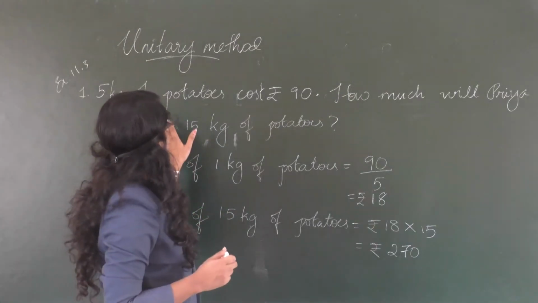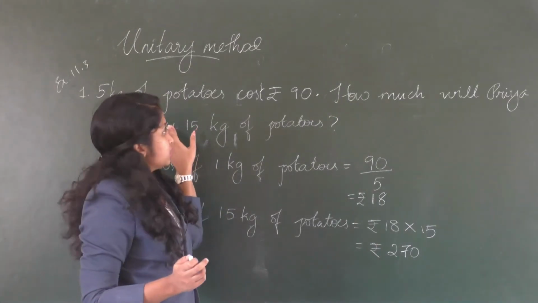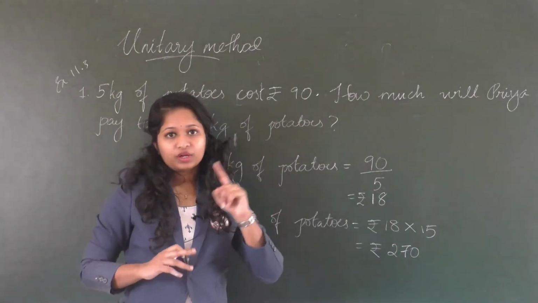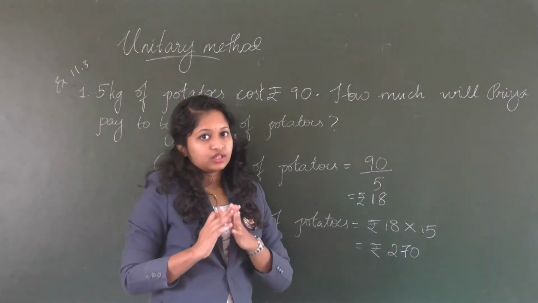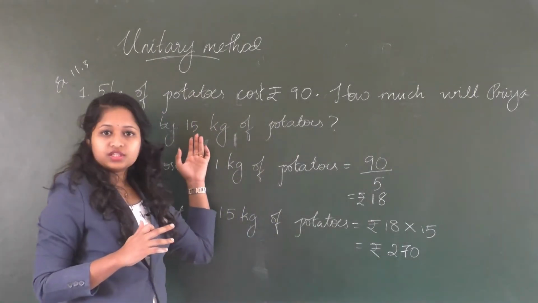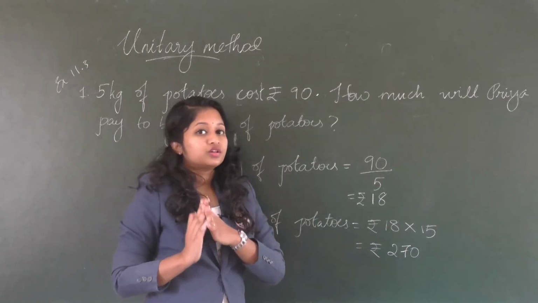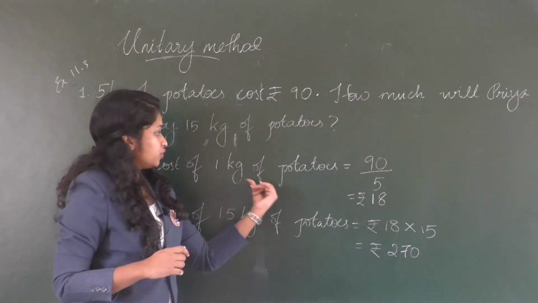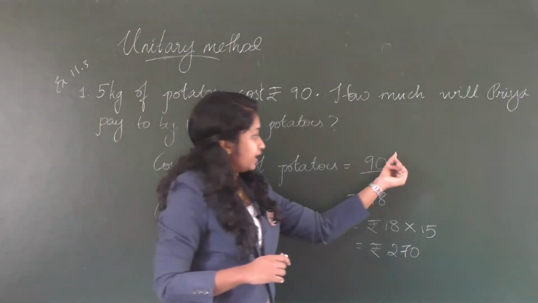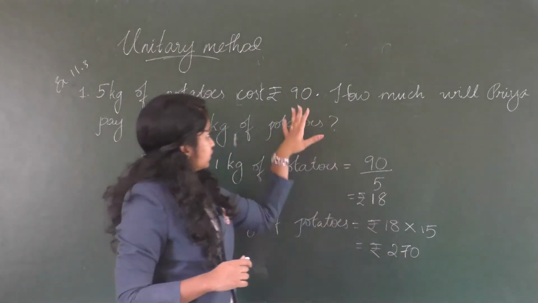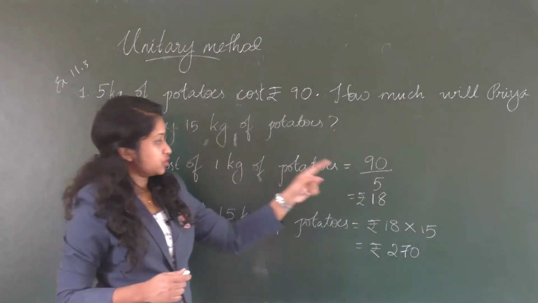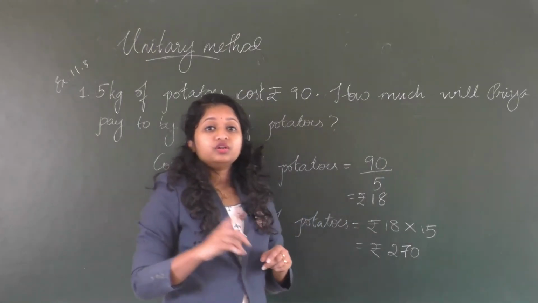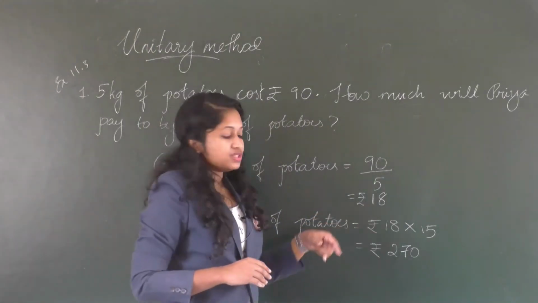Okay. So the cost of 5 kg is rupees 90. So from this we can find the cost of 1 kg of potatoes. After finding that, it's easy to find the cost of 15 kg of potatoes. So the cost of 1 kg of potatoes is 90 by 5. Here we have 90 and 5 kg. So 90 by 5, we get rupees 18. So the cost of 1 kg of potatoes is rupees 18.